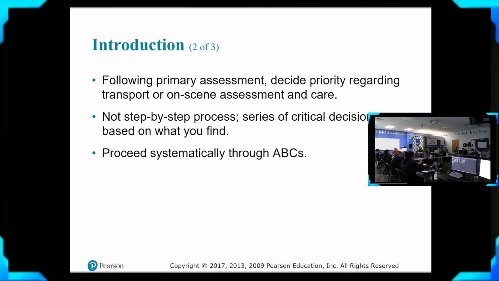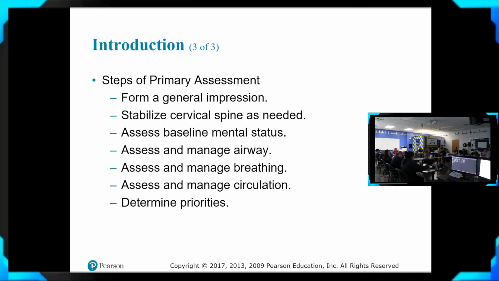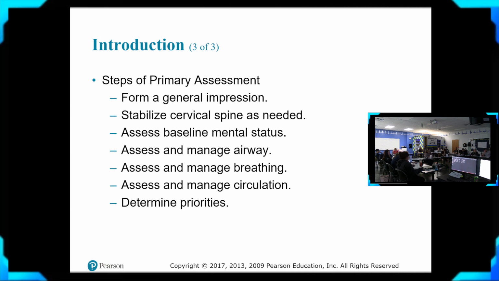Proceed systematically through your ABCs. This does not change. You form a general impression. You consider C-spine stabilization. You get your alert and oriented status. You assess and manage the airway if it's life-threatening. You assess and manage breathing if it's life-threatening. And you assess and manage circulation if it's life-threatening. Then, if there's a culmination of those things, you will determine the priorities in which those need to be addressed.